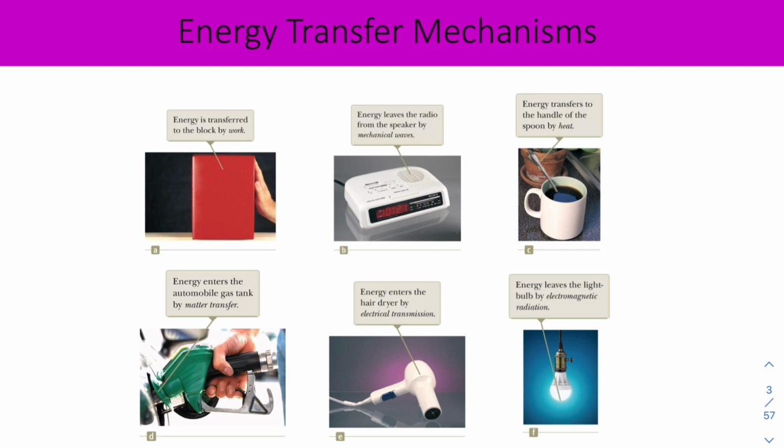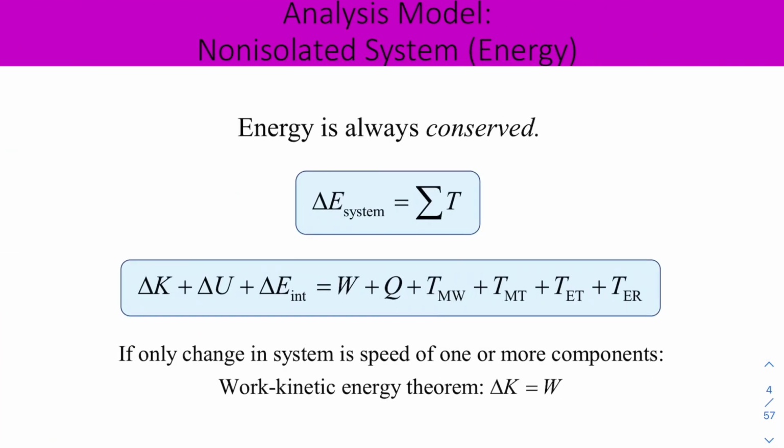For this case, energy enters the automobile gas tank by matter transfer, because we are transferring the fuel into the tank of our vehicle. And for this case, the hair dryer here, energy enters the hair dryer by electrical transmission. And last one, energy leaves the light bulb by electromagnetic radiation, where we have lights.